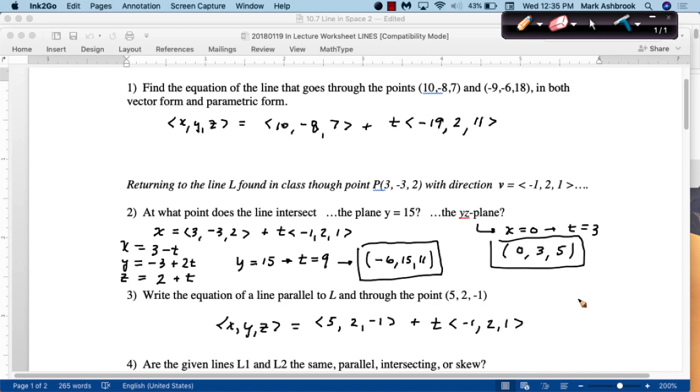Negative 9, negative 6, 18 here. So you had the same direction vector? Okay, does it work? Okay, how's number 4 going? Can I erase what I wrote? Can I erase it?